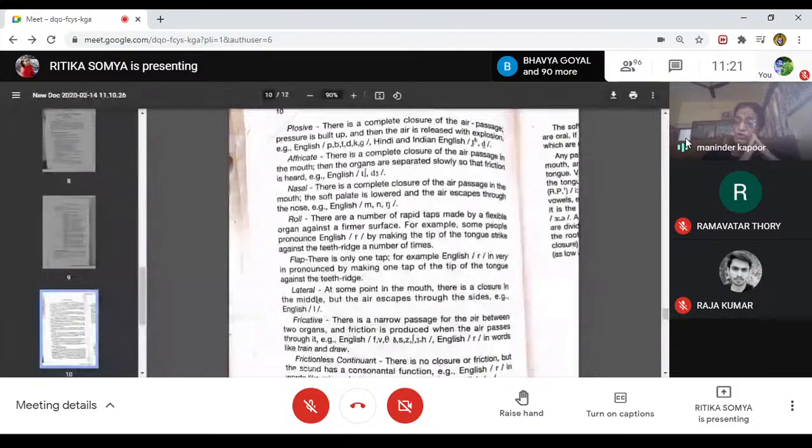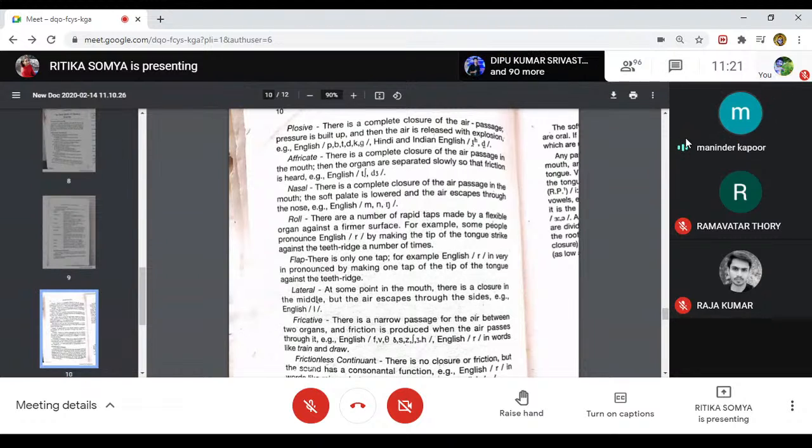The organs of speech are brought close together, but the air is escaping all the time. So you can see for yourself when we utter a sound like f and v, what is happening? The upper teeth are close to the lower lip. You can say that they are almost touching. F, f, but the air is escaping all the time. There is no abrupt, complete closure. The air is escaping all the time when you say f, v.